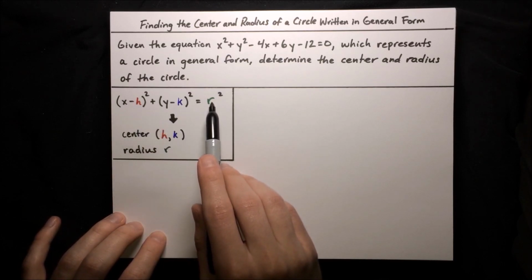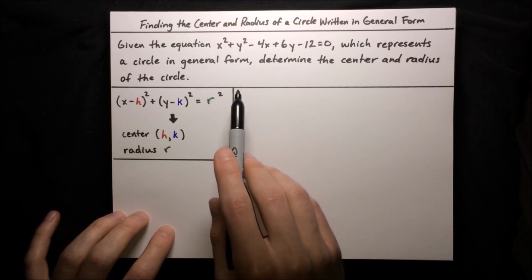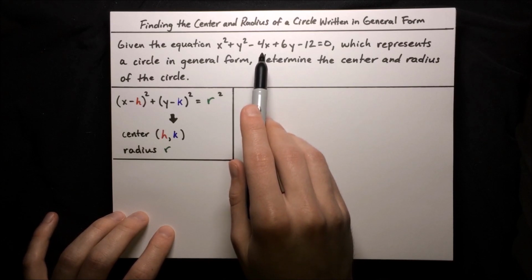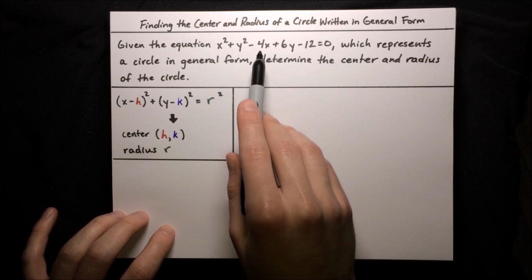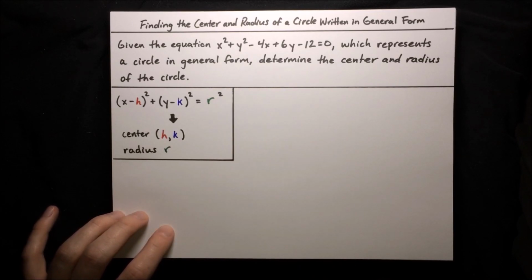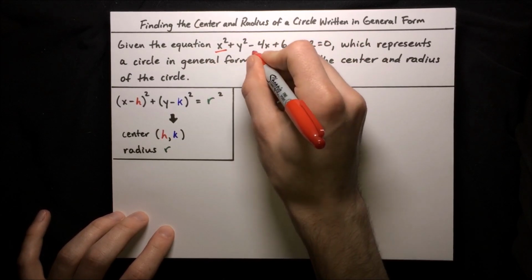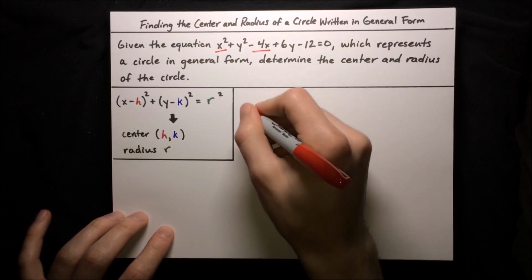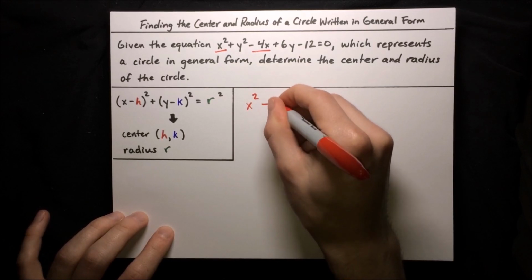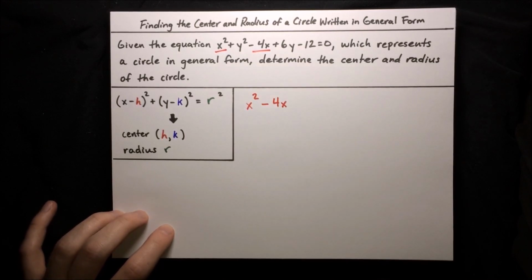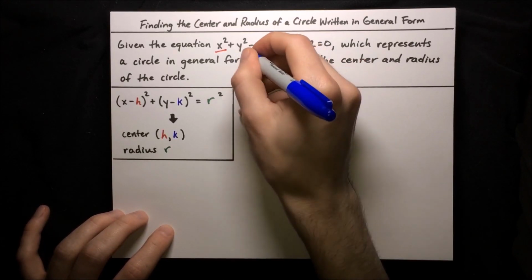So let's do that. So okay, so first step, let's just group up all the x terms together and all the y terms together and move the constant to the other side. So taking this equation, let's group up all the x terms together. We've got an x squared here and a minus 4x. So let's write that down. So x squared and then minus 4x, and let's also group up the y squared and the plus 6y.